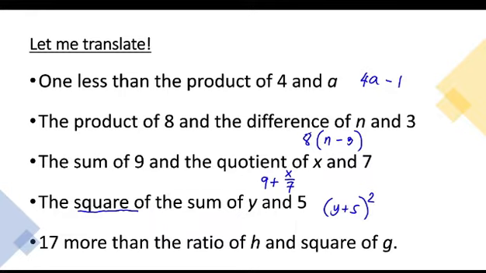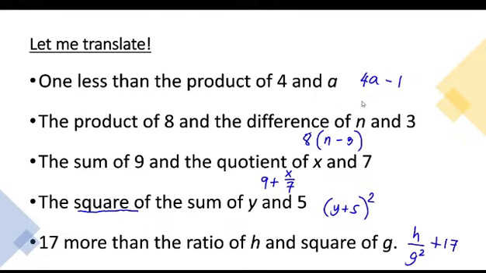Okay, try the last one. 17 more than the ratio of h and the square of g. Okay, wait for your answer. 17 more than the ratio of h and the square of g. So, 17 more, so we're going to add 17 to the ratio of h and the square of g. So that is h over g squared plus 17.